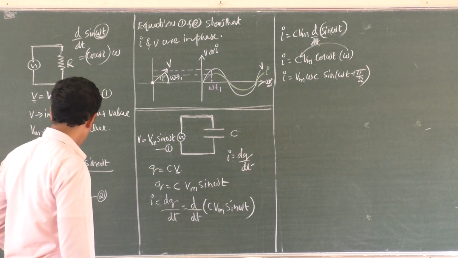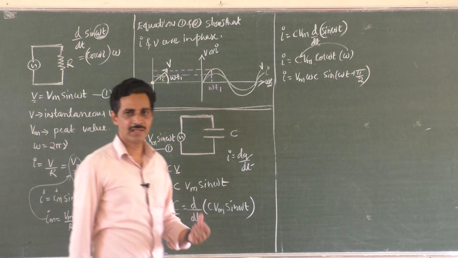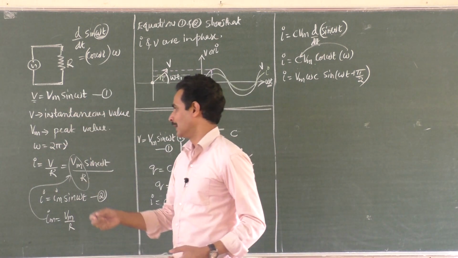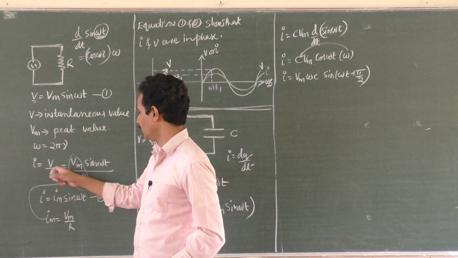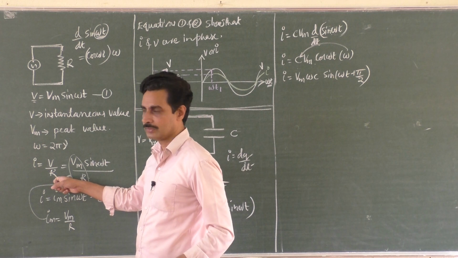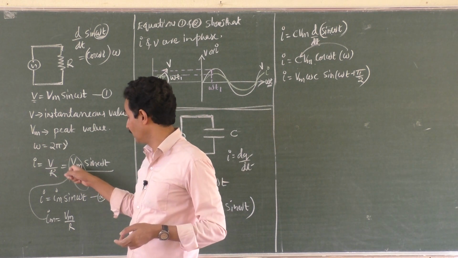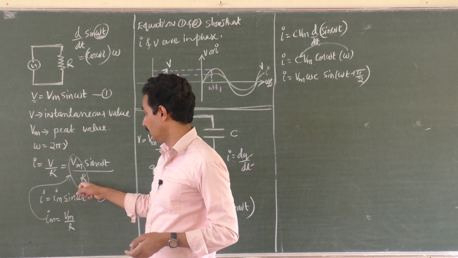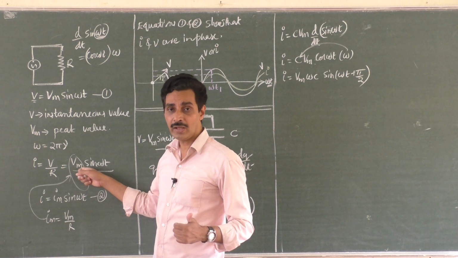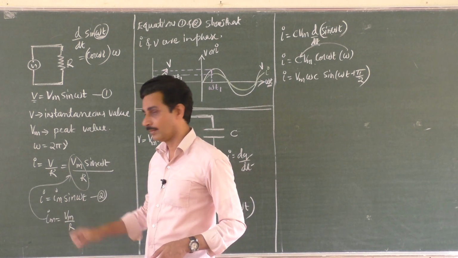Now you see, if you come back here to the resistive circuit, what did you do there? In order to get the value of current, we divided voltage by the resistance value, V by R, because this is simple Ohm's law. But V is Vm sin omega t by R. What is Vm by R? Vm, the peak value of voltage divided by resistance, was taken as the peak value of current.